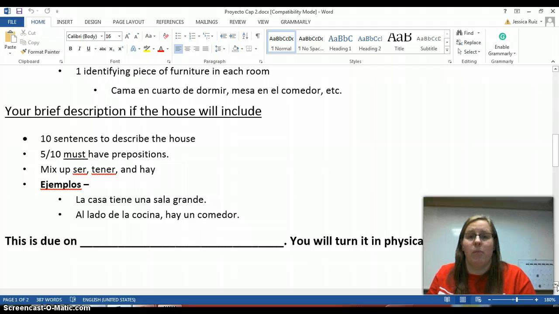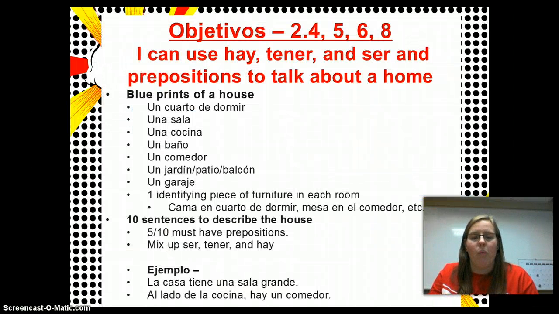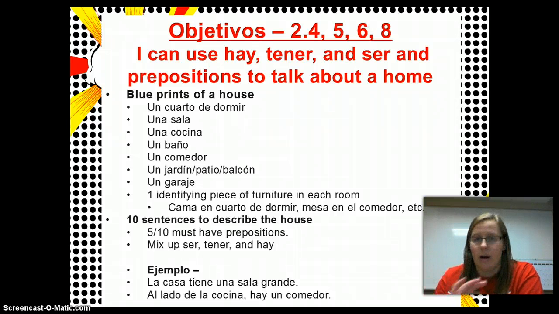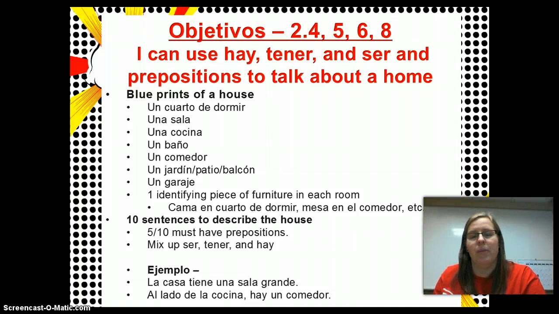So what are some examples? What might that look like? Well, you could say, la casa tiene una sala grande. The house has a large living room. That makes sense. That would describe the house. And I've used tener. Sounds great. Al lado de la cocina. Oh, awesome. We've included that preposition. Hay un comedor. And now we've switched to show that we can use a different verb, hay. Okay? So you're mixing up the words that you use, the verbs that you use, and then you're making sure to include prepositions on at least half of those sentences, okay? So those are 2 example sentences.